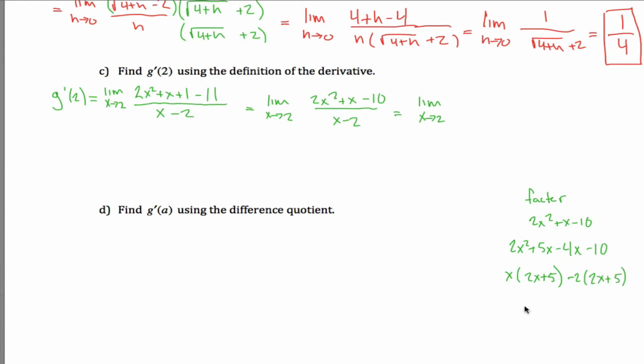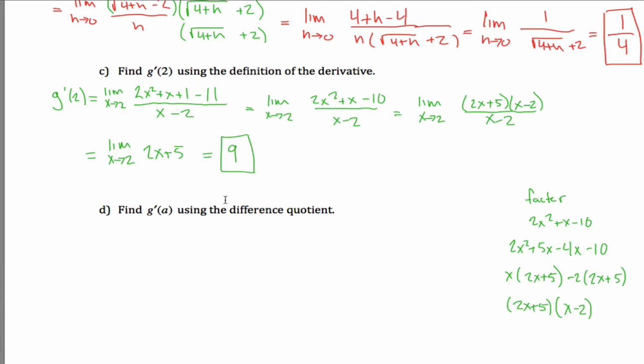So what that tells me is this factors into 2x plus 5. If I factor that out from both terms, then I'd have x minus 2 left. So what I'm saying is the top here is really just 2x plus 5 times x minus 2 divided by x minus 2. These x minus 2's cancel out, so really all I'm trying to do is evaluate the limit as x approaches 2 of 2x plus 5. The limit as x approaches 2 of 2x plus 5 is 2 times 2 plus 5. 4 plus 5 is 9. That's the answer to the question.